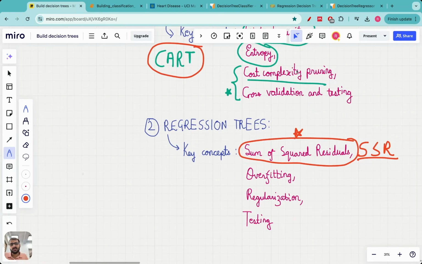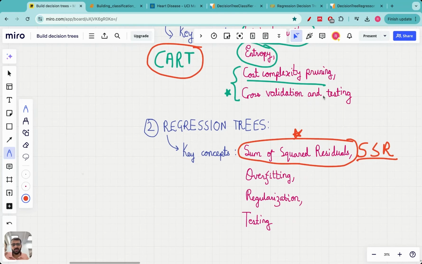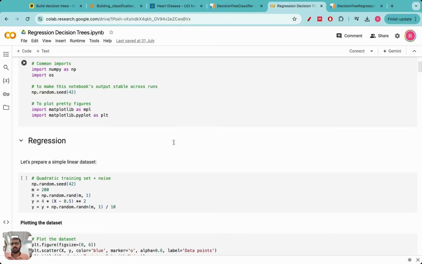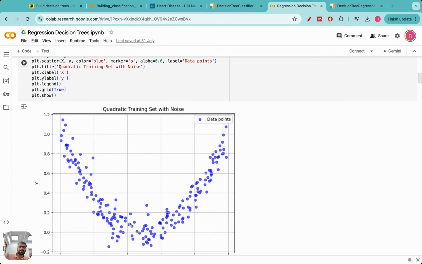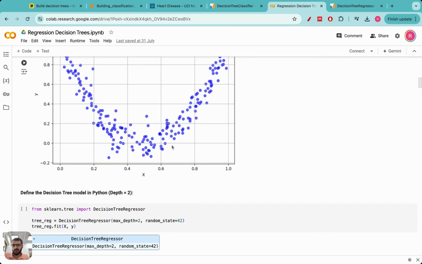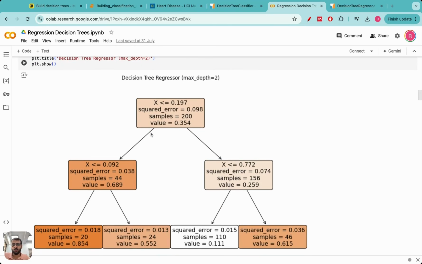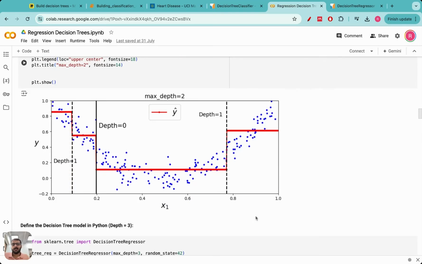Now, just like we saw about cost complexity pruning, cross validation and testing, even in regression trees, we looked at a real life example and saw the importance of overfitting, regularization, and testing. So let me show you the example which we took for the case of regression trees. We constructed a data set like this, which is a quadratic underlying data set with noise added at different stages. And we tried to first fit a regression tree with depth equal to 2, which looks like this. And we tried to map it out to the underlying data set.